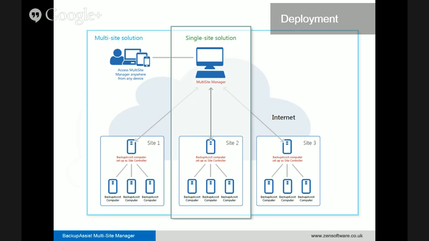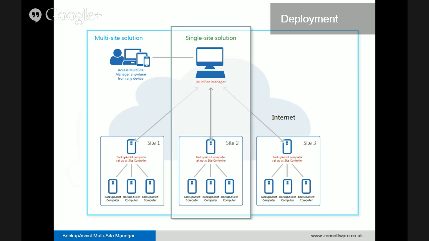Like I said before, each site, each physical network would have an installation of BackupAssist configured as a site controller. And that site controller, you configure it and you point it to the multi-site manager. So it's an outbound connection. That's important here. There's no inbound traffic needed, no firewall ports. I'll talk about that in a bit more detail in a couple of slides.